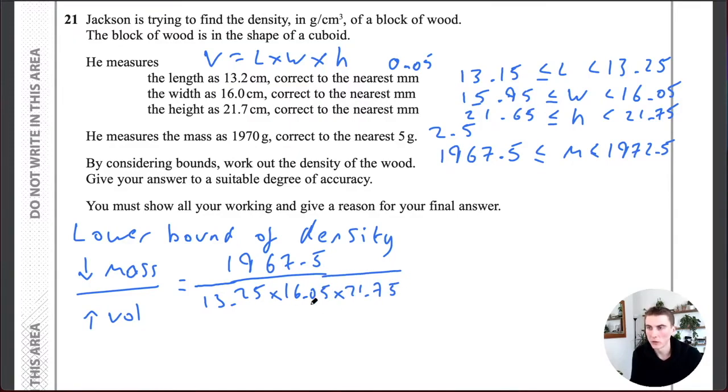So this is the biggest volume I can have because this is like the upper bounds. Like this is the longest it could possibly be. This is the widest it could possibly be. This is the highest it could possibly be. And so by multiplying these together, that's the largest the volume could possibly be.